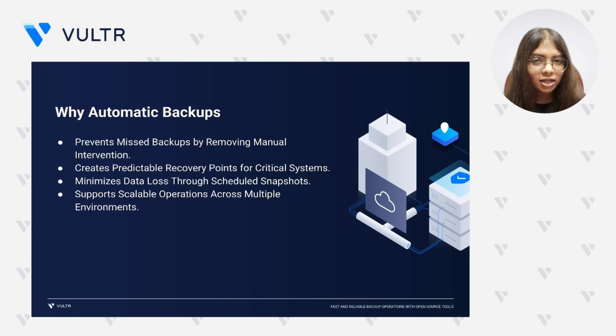Relying on manual backups is risky. It is easy to miss a backup window or forget entirely, and this may lead to a serious data loss. Automatic backups remove that risk completely by running on consistent schedules without requiring intervention and ensuring predictable recovery points for critical systems. By scheduling regular snapshots, you know exactly what point in time you can restore from, which is crucial in minimizing downtime during failures.